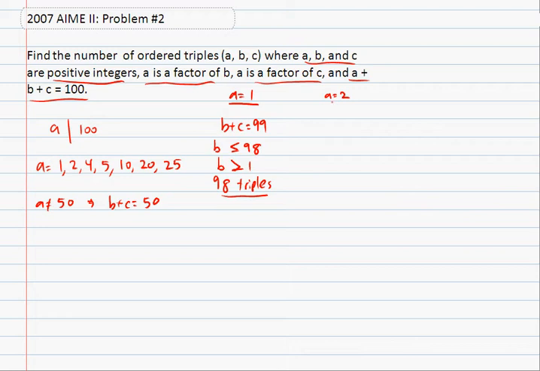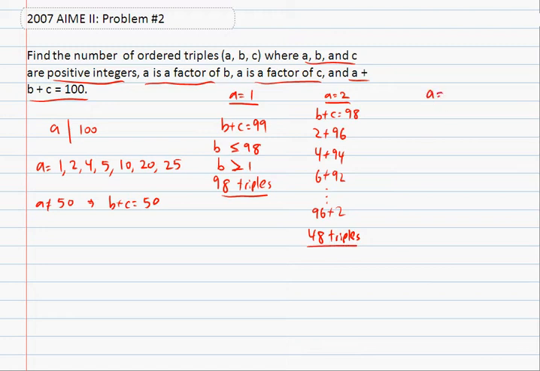Now let's move to A equal to 2. That means B plus C is equal to 98. So the least that B can be would be 2. So then that would be 2 plus 96. And B and C have to be even since 2 is only a factor of even numbers. So that means we can have, in order of B and C, 2 plus 96, 4 plus 94, 6 plus 92, etc., all the way to 96 plus 2. And that gives us a total value of 48 triples.